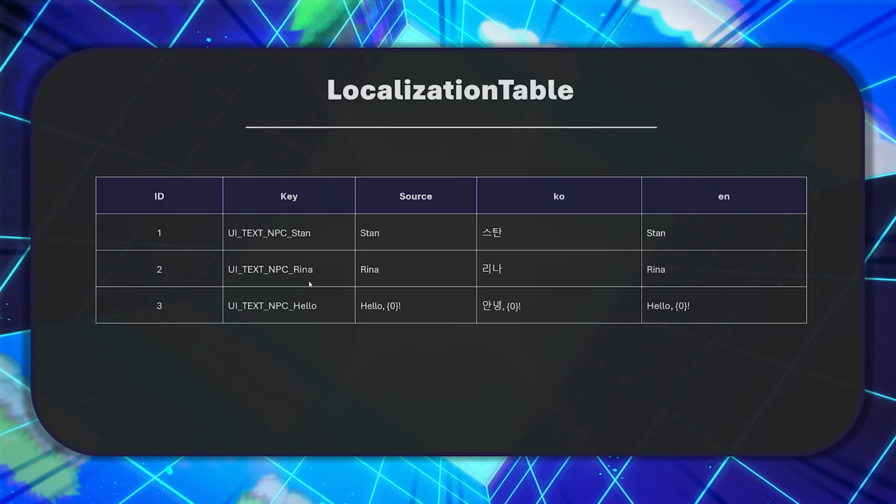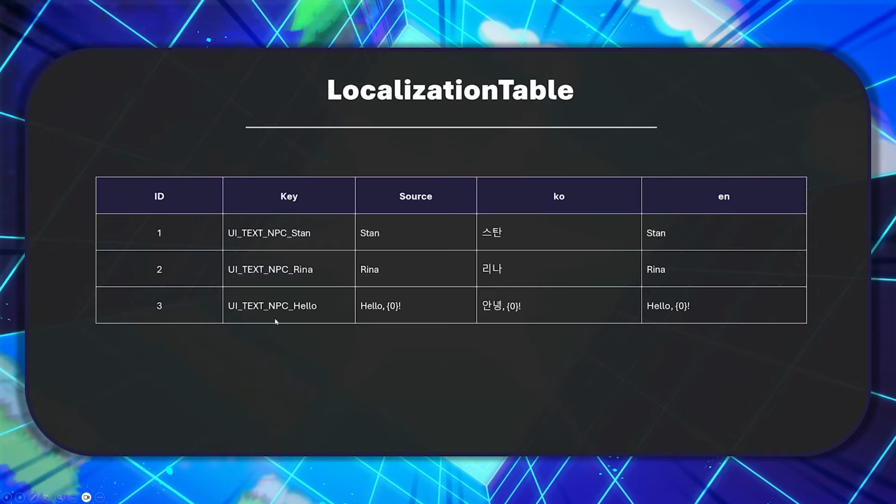Okay, so in the example that we're going to take a look at today, we want to have 3 different localization strings. We want to have the names of our NPCs, Stan and Rena. So we have 2 keys, UI text NPC Stan and UI text NPC Rena, both with the source in English and our Korean translated string and our English translated string.